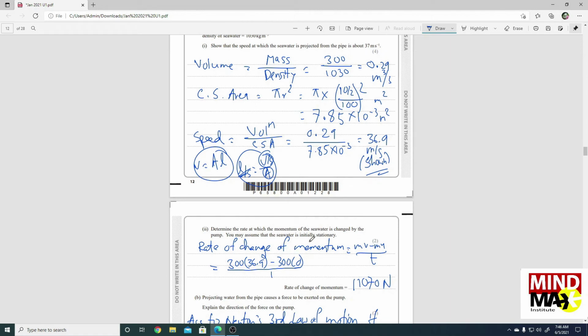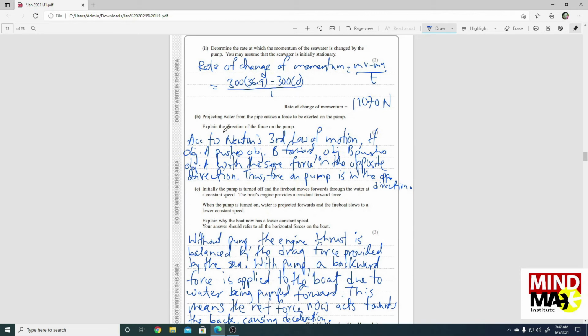They have said initially stationary. So it's 0. Okay. Then projecting water from the pipe causes a force to be exerted on the pump. Explain the relation of the force on the pump. So this is basically Newton's third law of motion, pair forces.